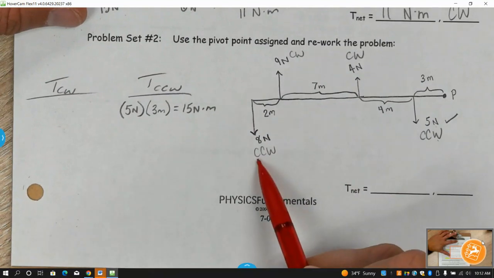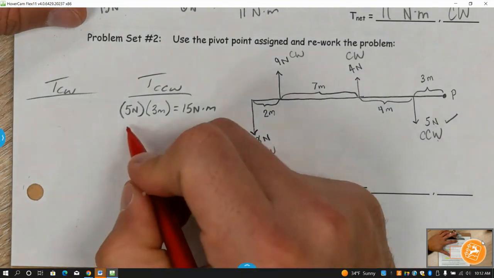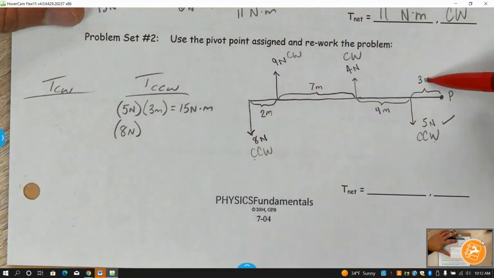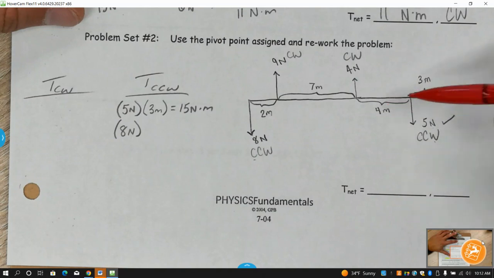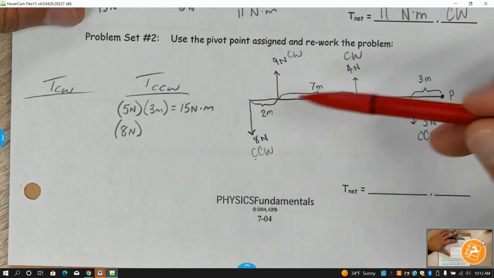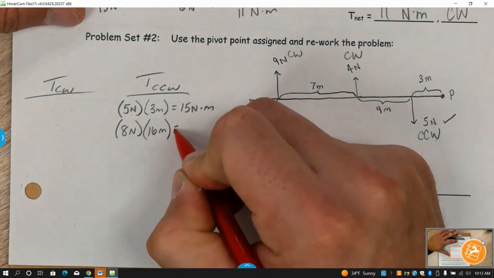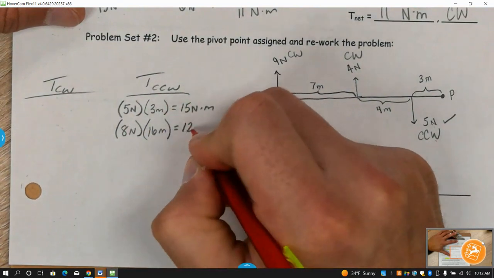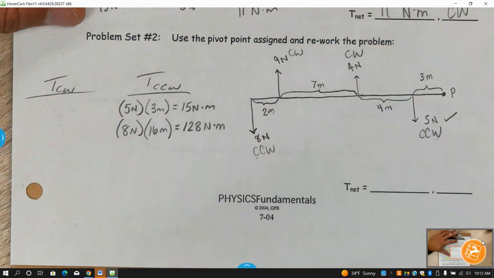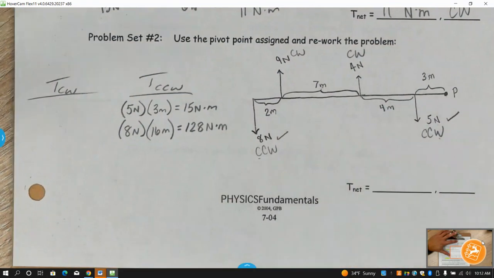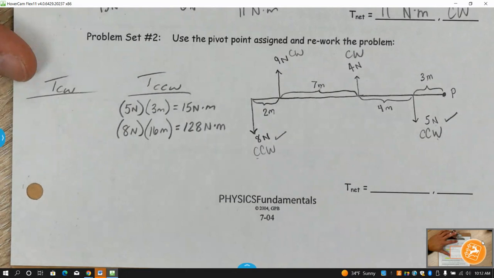The next CCW is 8 newtons. And how far is that guy away? Well, correct, right? Because 3 plus 4 is 7, 7 and 7 is 14, 14 plus 2 is 16. So you are at 16 meters away. Multiplying that out, you should get 128 Newton meters. Okay, so I've accounted for that one. Are there any more counterclockwise forces or torques being produced? No. All right, so what do I do next?